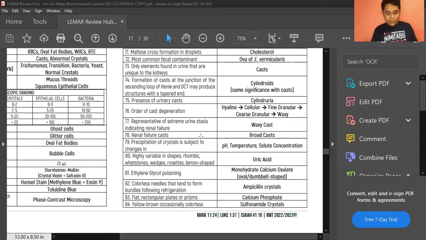As for dimension, I think in Strasinger the extreme urine stasis is broad. Am I right, in Strasinger? Yes, sir. So just go with broad, okay? To be safe. Okay? Alright. So apologies for the confusion. Thank you, sir. Thank you po, Jeff.